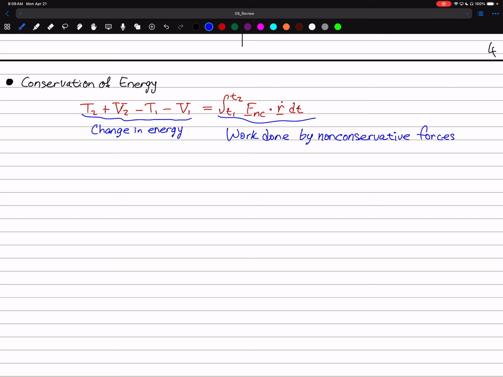All right, if you are given initial conditions for a system, that allows us to determine what T1 and V1 are. And then if you're asked to compute the total energy of the system, we're really asking you to apply this conservation of energy equation here, where you will know what T1 is, you know what V1 is, then T2, V2 should be dependent on time, as should the work done by non-conservative forces. Okay, that's all we're going to say about energy here.